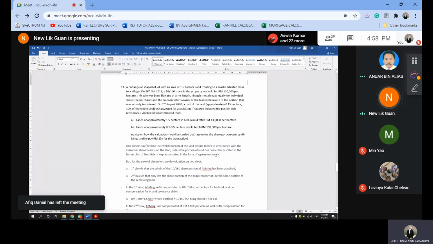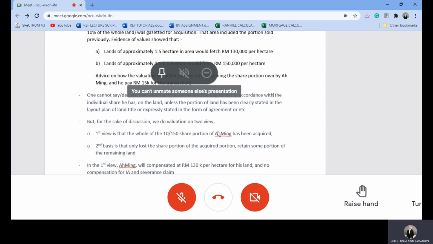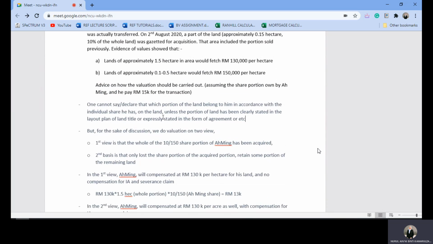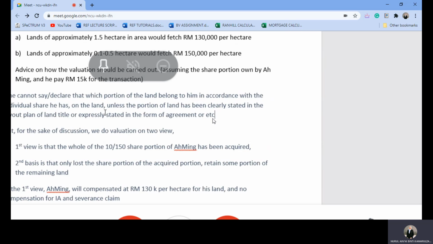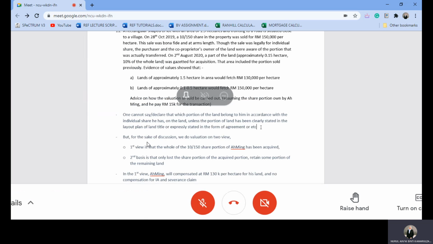First, I will say that one cannot say or declare which portion of the land belongs to him in accordance with the individual share he has on the land, unless the portion of the land has been clearly stated in the layout of the title or expressly stated in a form of agreement. But for the sake of discussion, okay.